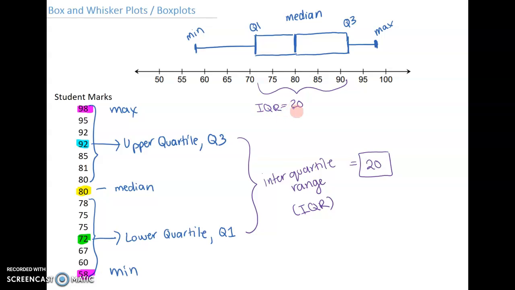All right, I hope that helps you solve problems using box plots.